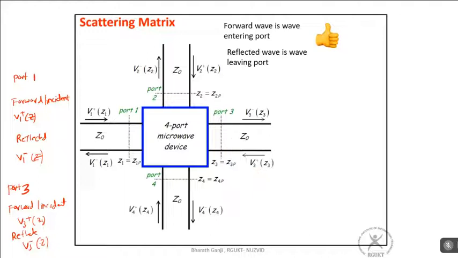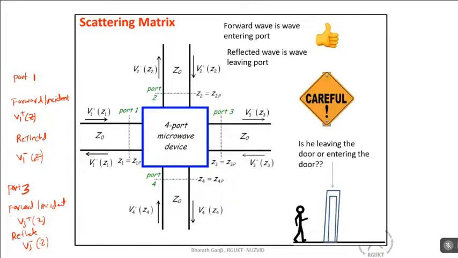Okay, so this is all good. But here there is something you should be very careful about. Here is an animation. Can you tell me whether the person is entering the door or leaving the door? If you imagine this is a door, what do you think? Is he entering the door or leaving the door? Both. Very good. It depends upon the observer, right?